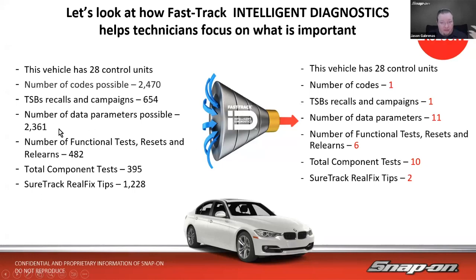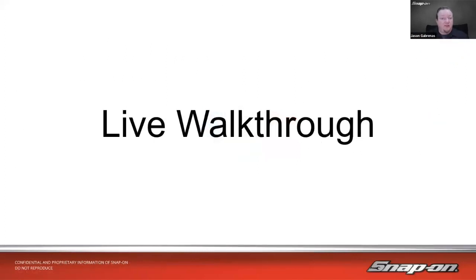2,361 data PIDs available on the vehicle brings us down to 11. Functional test resets and relearns, 482 available, down to 6. Component tests, 395 tests, down to 10. And then SureTrack real fix tips, that's more of that experience-based information, 1,228 available for the vehicle brings us down to 2 because that's all we need. Gets rid of all the noise and lets you focus on exactly what you're trying to do. So let's go live and look at a couple different cars and how it's going to work.